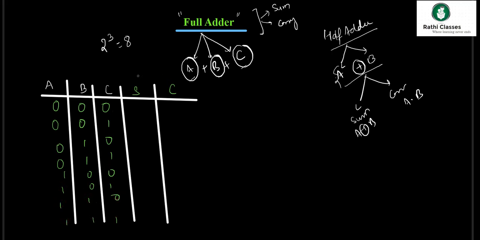Now in order to obtain the result for sum and carry, I will consider A, B and C to be decimal numbers. That means I will just write the result obtained after adding here. So 0 plus 0 plus 0 is 0, 0 plus 0 plus 1 is 1, 0 plus 1 plus 0 is 1, 0 plus 1 plus 1 is 2, 1 plus 0 plus 0 is 1, 1 plus 0 plus 1 is 2, similarly this is 2 and this is 3.